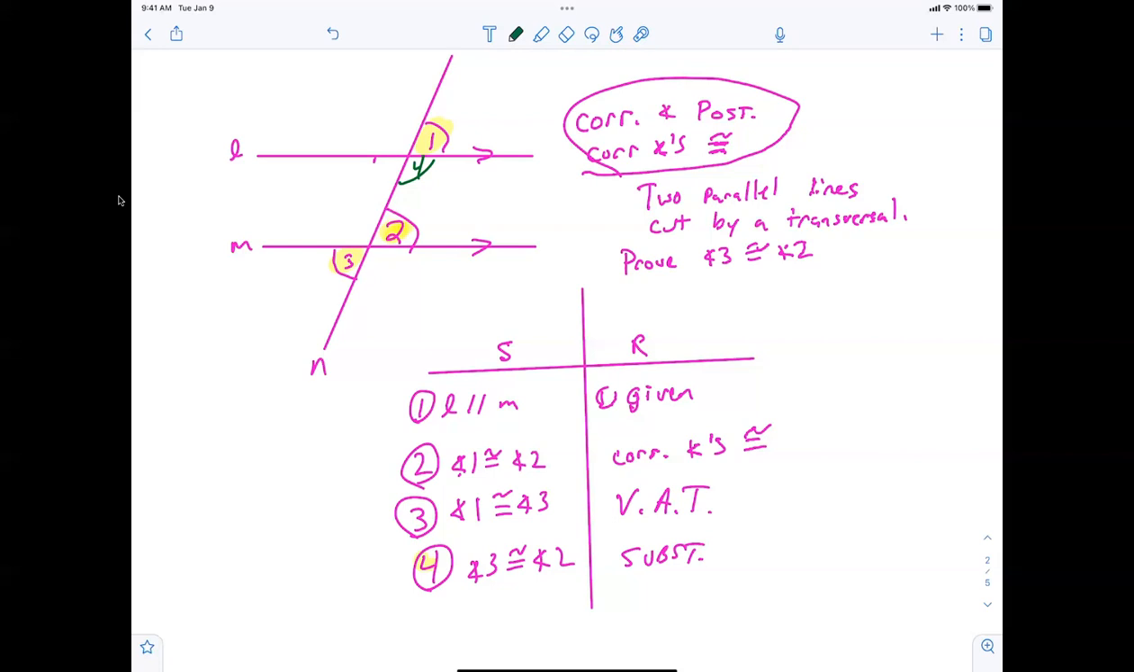1 and 4 form a linear pair. That's from the linear pair postulate. 1 and 4, because they form a linear pair, are supplementary. 1 and 2 are congruent. Therefore, we can make a substitution and say 2 and 4 are also supplementary. That's all under the condition, what must be true about lines L and M? They have to be parallel.